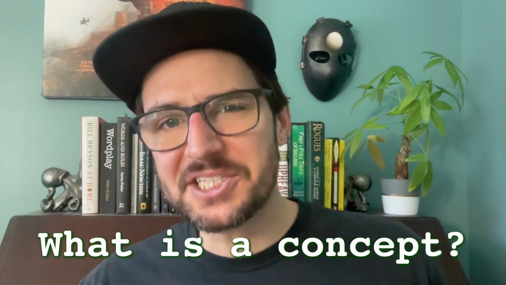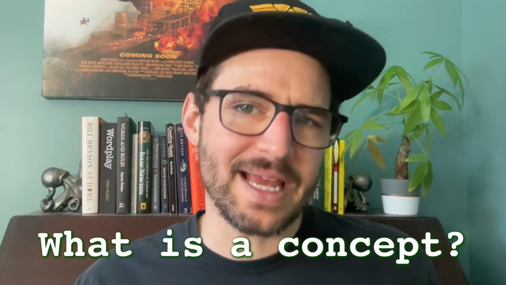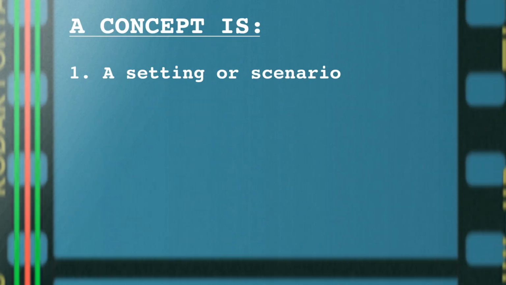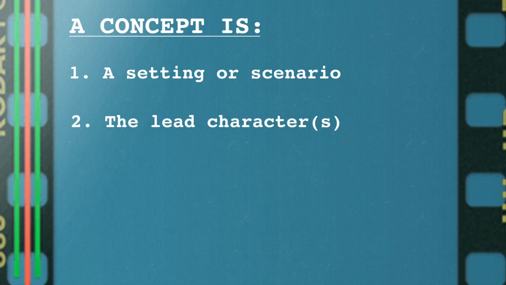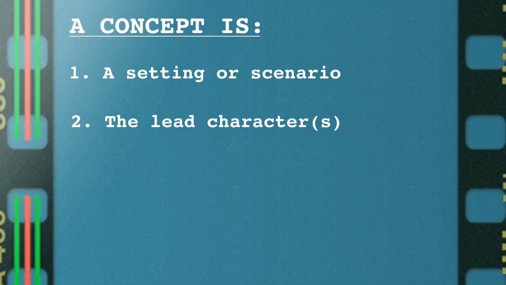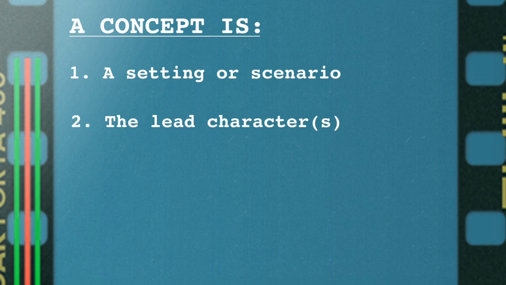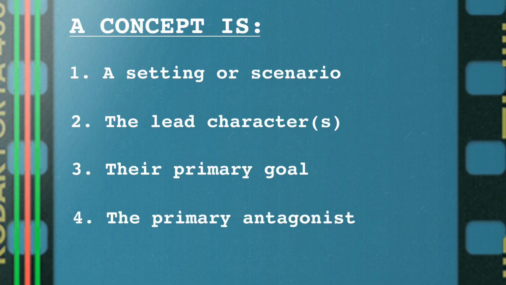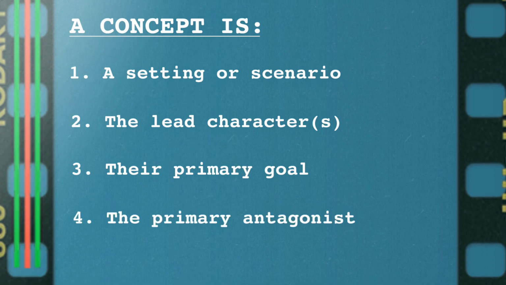But now that we're here, let's go ahead and define the word concept as it applies to movies and screenwriting. A simple Google search would bring you a bunch of definitions, but for our purposes, I want you to keep 4 things in mind. A setting or scenario, the lead character or characters if it's like a rom-com or a buddy movie or something like that, the lead character's primary goal, and the primary antagonist or antagonistic force.